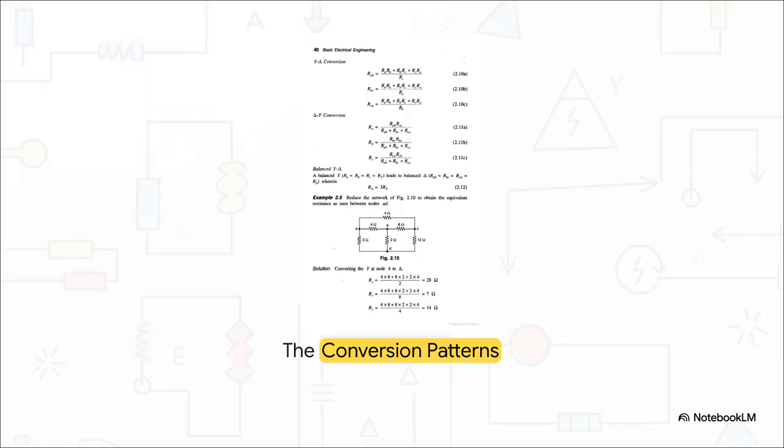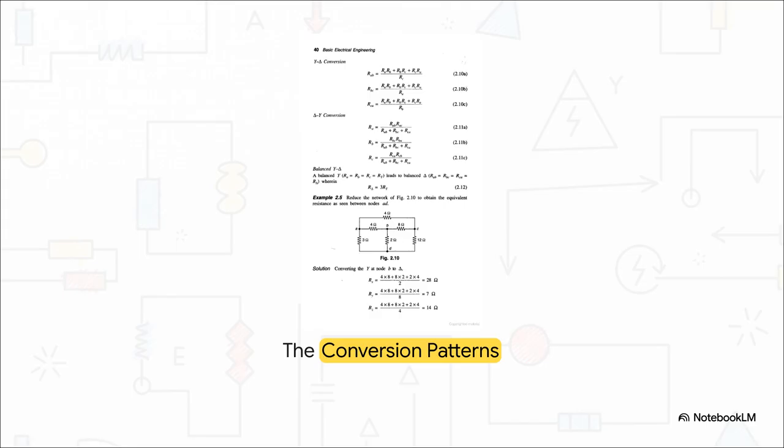Now, when you see the equations for this, please don't panic. Guide your eyes away from trying to memorize a dense alphabet soup of variables. Instead, calmly look at the mathematical logic. For example, to convert a delta into a star, you just take the two adjacent resistors touching your outer node, multiply them together, and simply divide by the total sum of all three delta resistors.